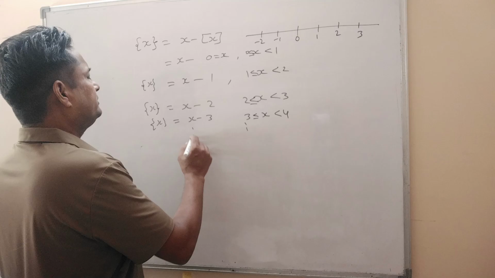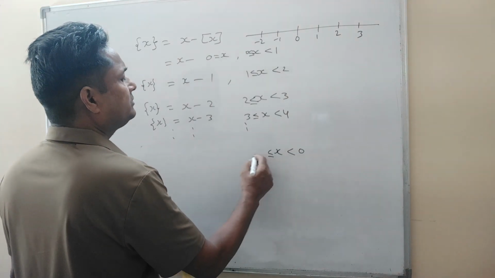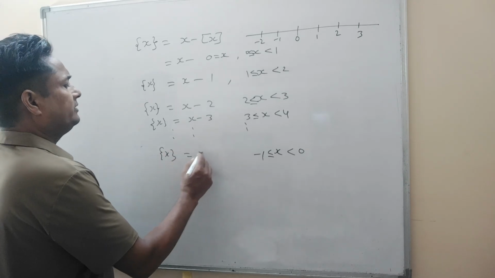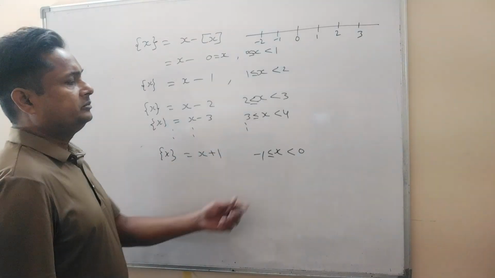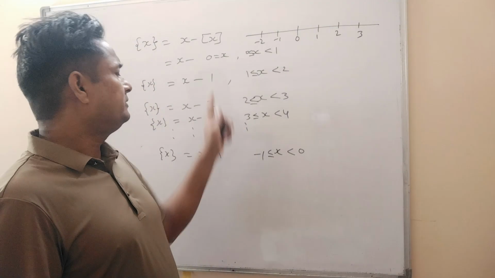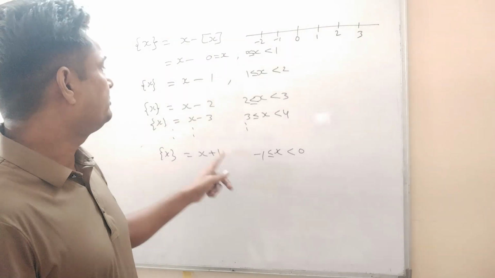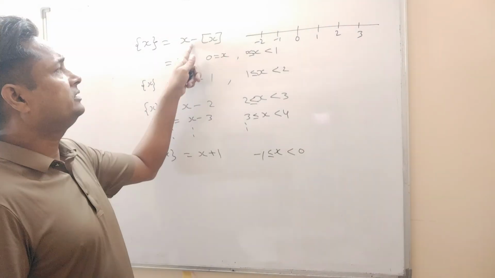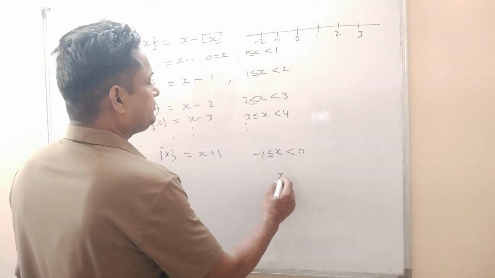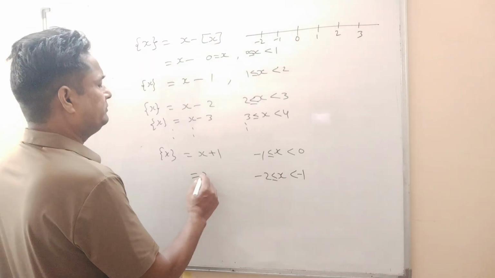Similarly, if you take negative intervals, let's say -1 to 0, then fractional function x will give the value x plus 1, because in -1 to 0 greatest integer x always gives the value -1. So minus, if you put here -1, then it will be minus minus plus, so it will be x plus 1. Now if you take -2 to -1, then this will be what?